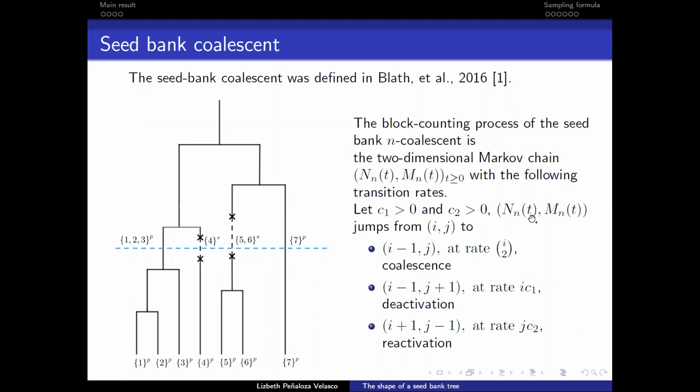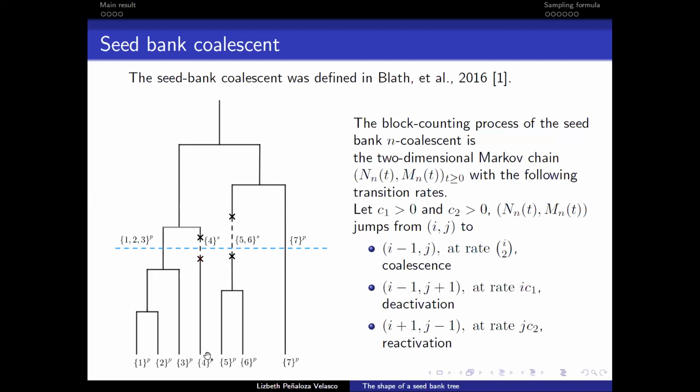And if at time t we have i plants and j seeds, the next event can be a coalescence. That means that we lose one plant at rate i choose 2, or we have a deactivation. That means that one plant becomes a seed at rate i C1. Or finally, we can have a reactivation. That means that one seed becomes a plant at rate j C2.